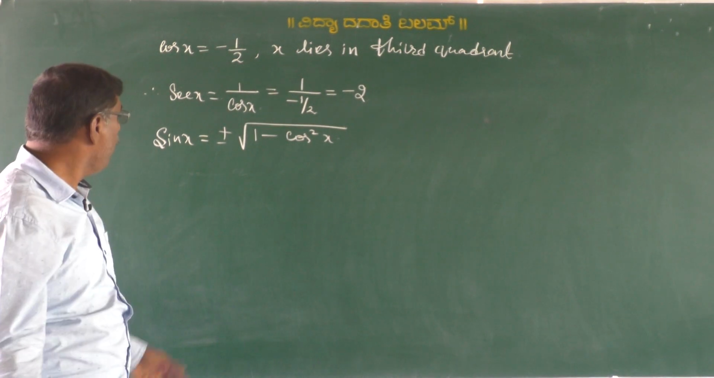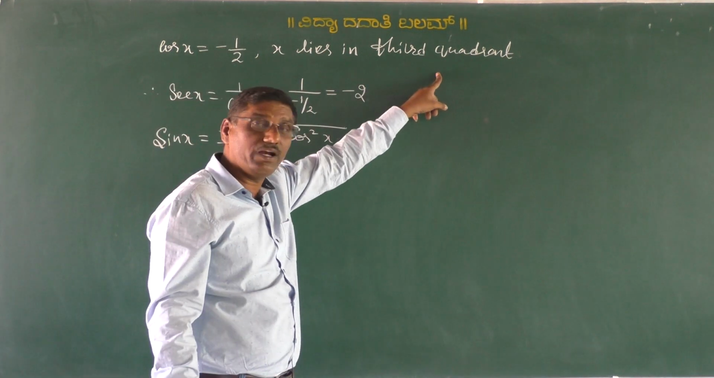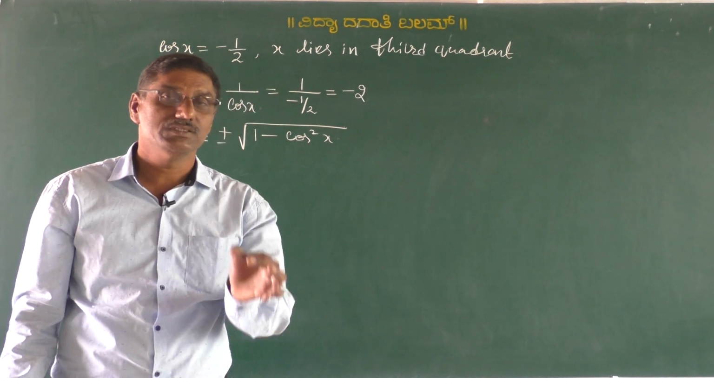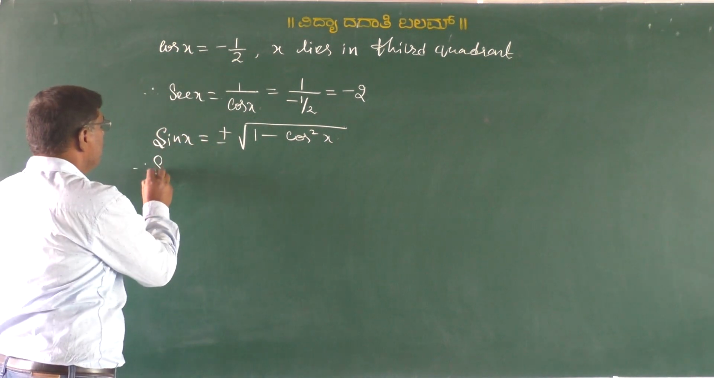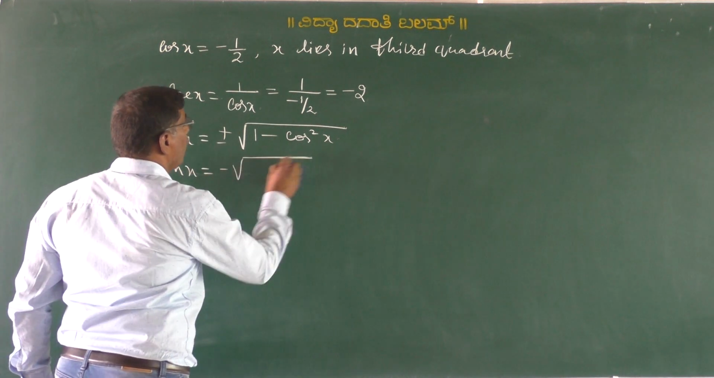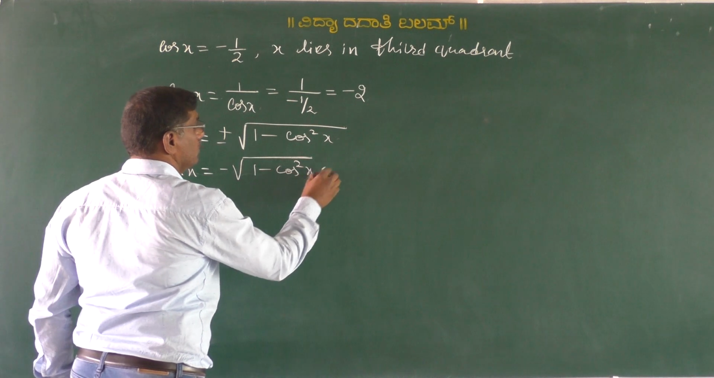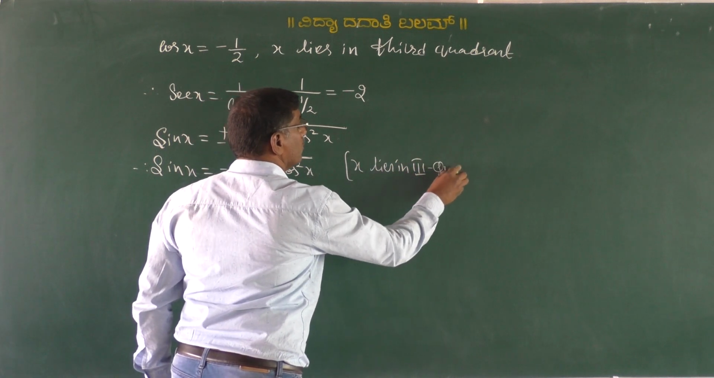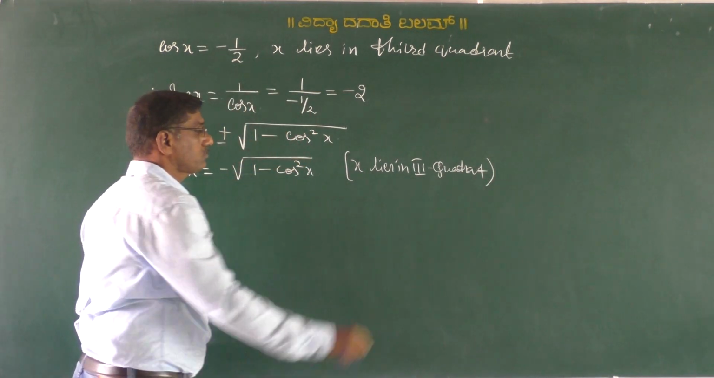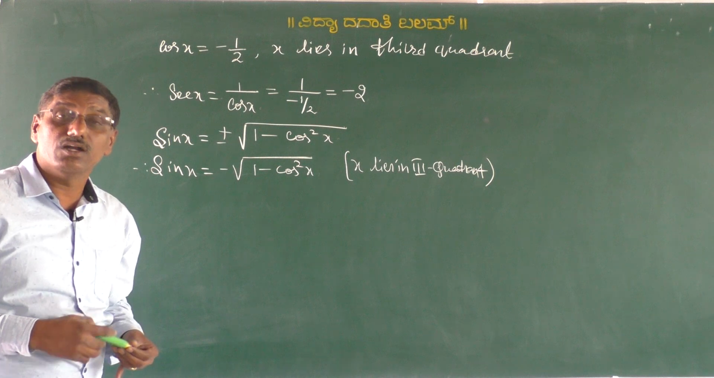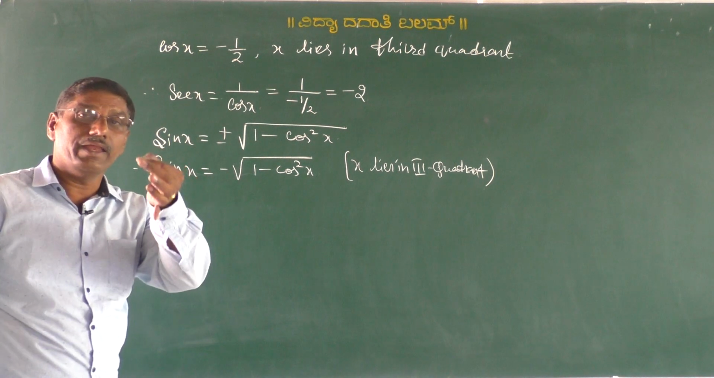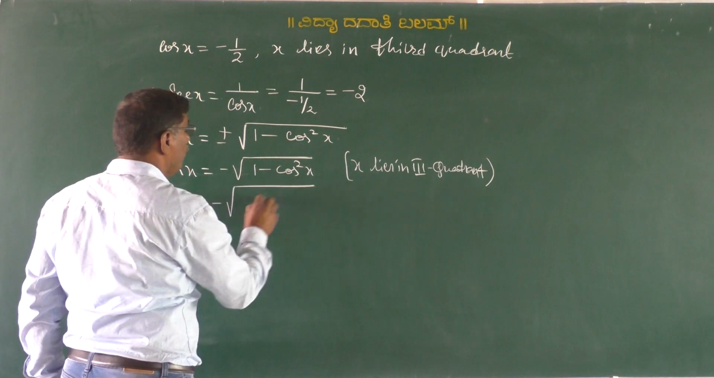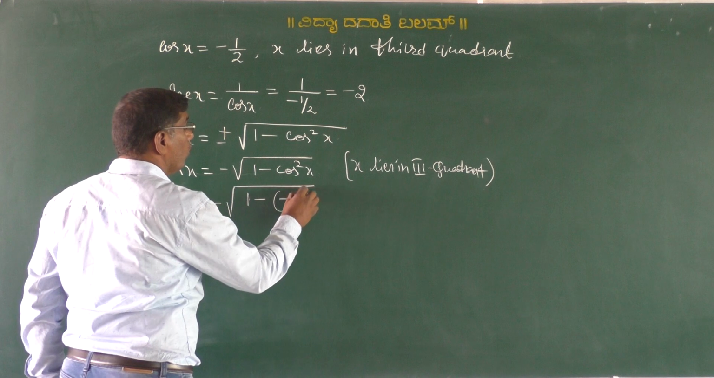Yes. Now, from this, since x lies in the third quadrant, sin is negative. Therefore, we have to take sin x is equal to minus root of 1 minus cos square x, since x lies in the third quadrant, my dear student. Therefore, we consider the negative sign here. So sin x is equal to minus square root of 1 minus of minus 1 by 2 whole square.